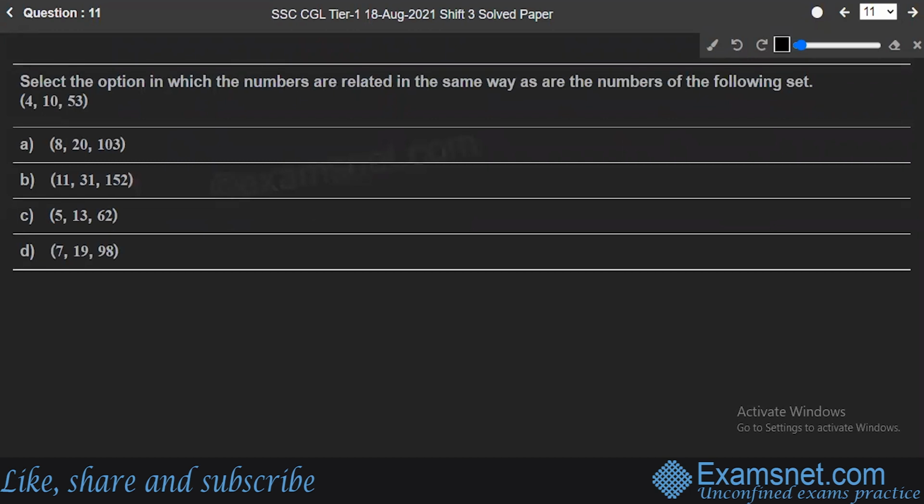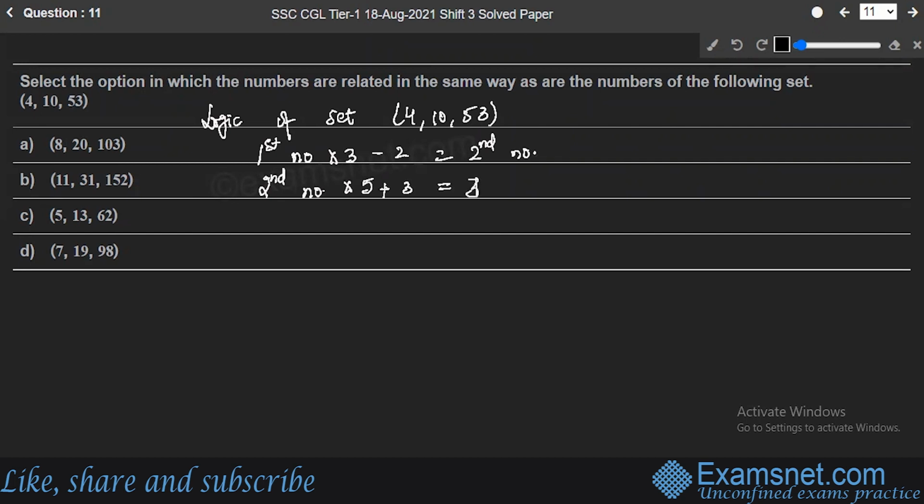Question number 11: select the option in which the numbers are related in the same way as the numbers in the following set. So this is the set 4, 10, 53. You have to find out which of A, B, C, D uses the same logic as the given set. Let's understand the logic of the set 4, 10, 53. The logic is: first number multiplied by 3 minus 2 gives you the second number, and the second number multiplied by 5 plus 3 gives you the third number.